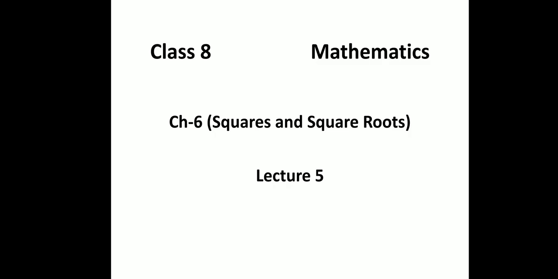Now, apart from these properties, we have also learned if a number has 1 or 9 in the units place, then its square ends in 1. If a number has 4 or 6 in the units place, then its square ends in 6. If a number has 2 or 8 in the units place, then its square ends in 4. If a number has 3 or 7 in the units place, then its square ends in 9. If a number has 5 in the units place, then its square ends in 5. If a number has 0 in the units place, then its square ends in 0.